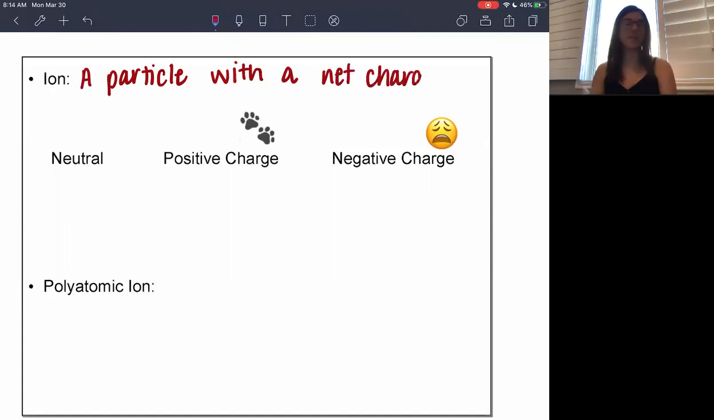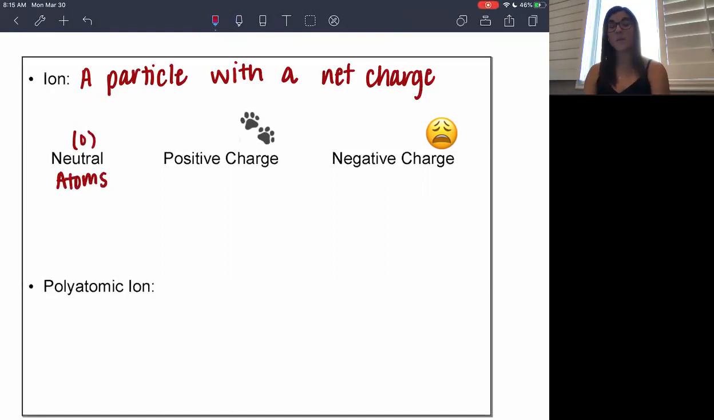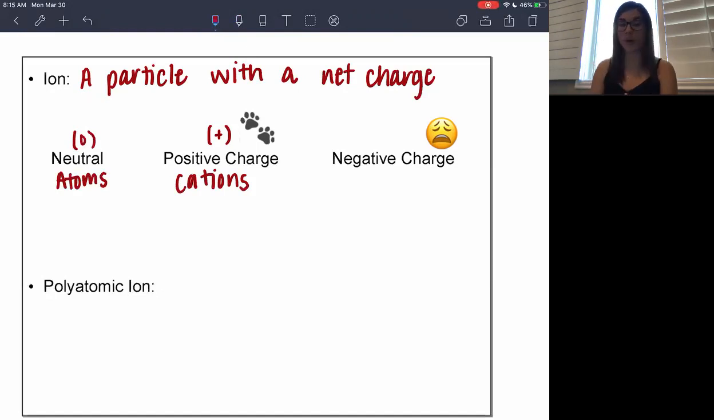Now, we could be more specific and talk about types of ions, which we've already mentioned. Neutral means it has zero charge, and we call these particles atoms. So if you're looking at a particle that is neutral, you wouldn't call it an ion at all. You'd say that's an atom. Particles that are positive, we can call ions, but specifically we can call them cations. And you might be looking at that picture and thinking, that kind of reminds me of something. A good trick to remember that cations are positive is that cats have paws. They are positive.